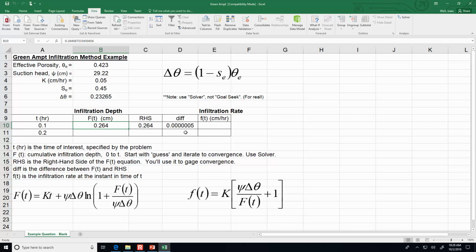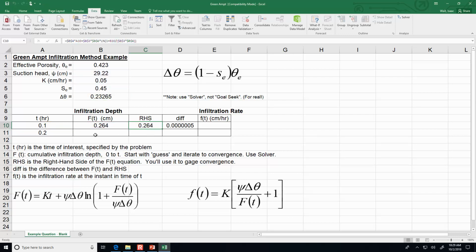Which cell do you change? Just one of them or both? In the Solver? Just B10, just the guess value of f of t, because everything else in this formula is known. What makes it implicit is the f of t. So let me put up the formula for the right-hand side again. So it's k times t. So here's the k times t. T is the only reference in here that's not anchored except for the reference also to the infiltration depth, the guess value.